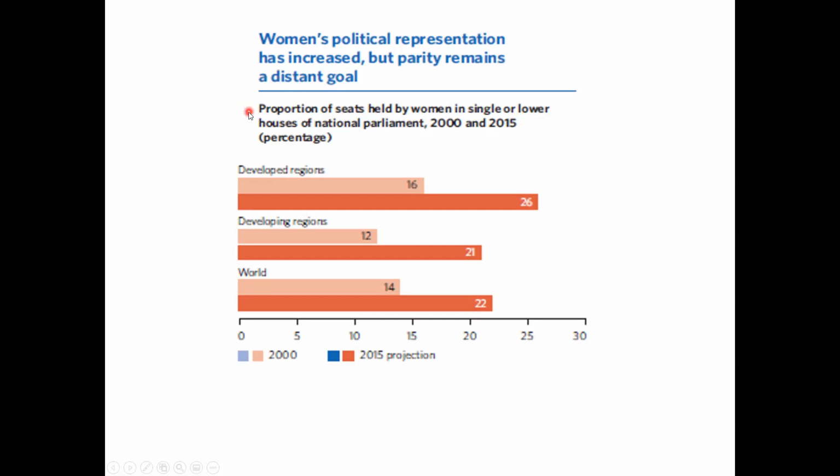So here's the proportion of seats held by women in single or lower houses of national parliament. In developed regions, we've gone from 16% up to 26% for women's share, in developing from 12 to 21, and overall from 14 up to 22. So in all cases, we see progress, but even in developed regions, that progress is still about 1/4, which still isn't nearly enough to call this parity, to call it equality.